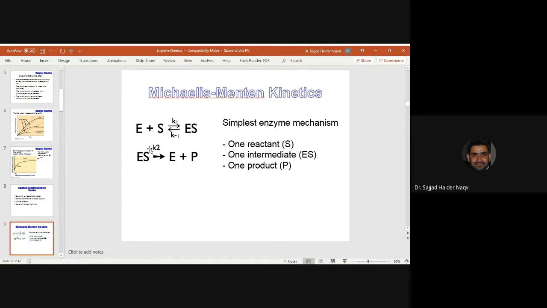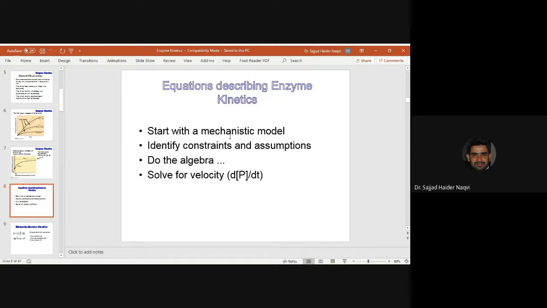The next step is that this enzyme substrate complex will be transformed finally into an enzyme, that is a free enzyme, and the final product. The constant for this stage is called K2. So a simple enzyme mechanism goes by one reactant, one intermediate, and one product. This is what I said earlier, a mechanistic model.